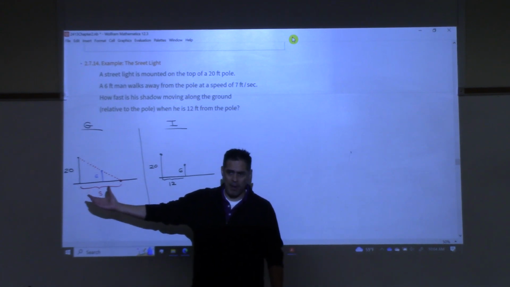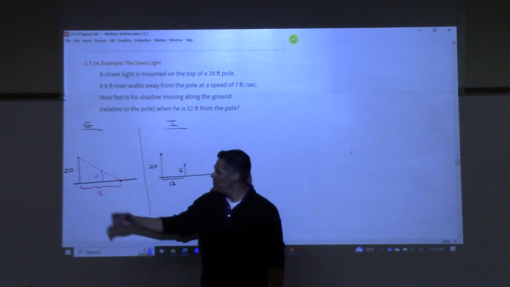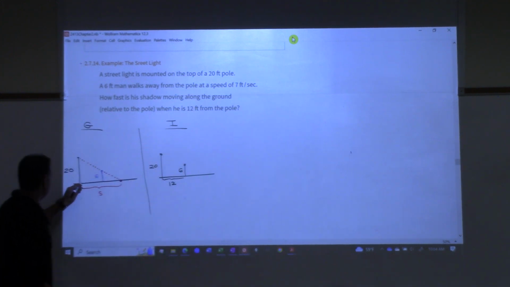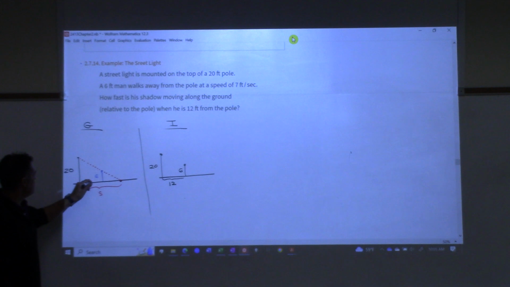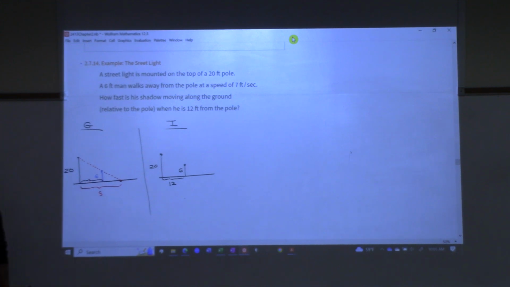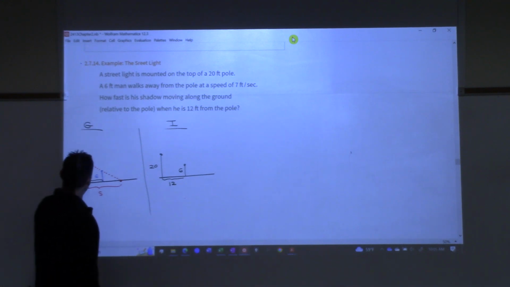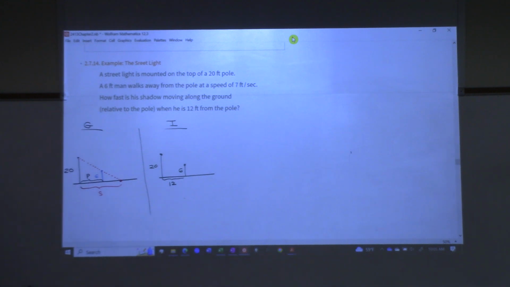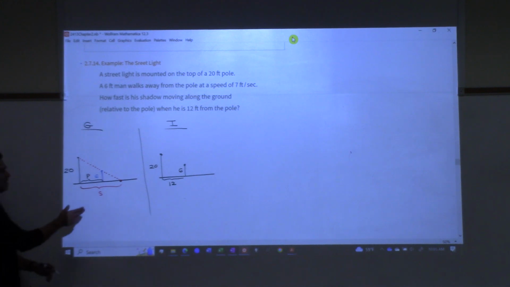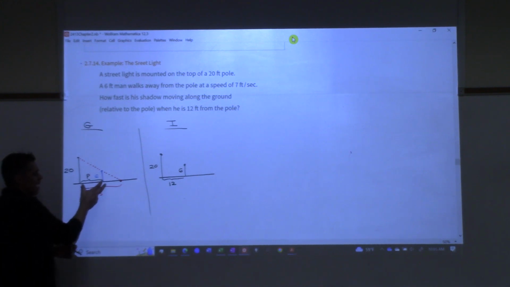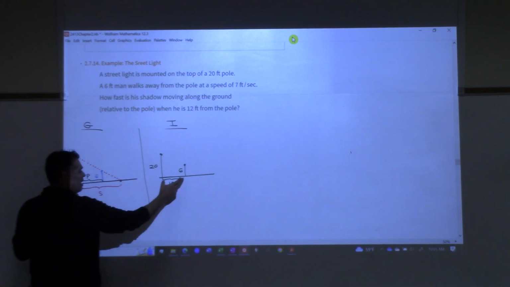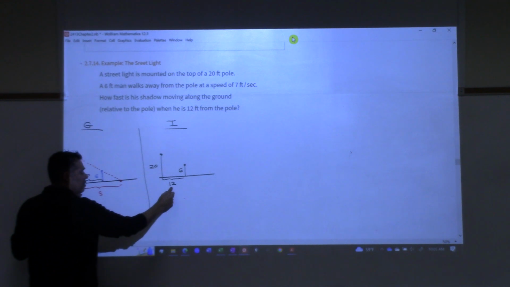Which means I should probably represent it in this picture as a variable. How about we let it be the distance from the pole to the man? What would you like to call that? P. Okay? All right, so P is the distance from the pole to the man. S is the distance from the pole to the tip of the shadow. At the instant in time we're talking about, that P value is 12, isn't it?